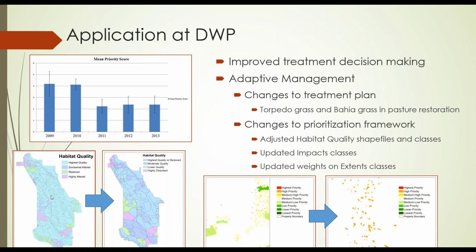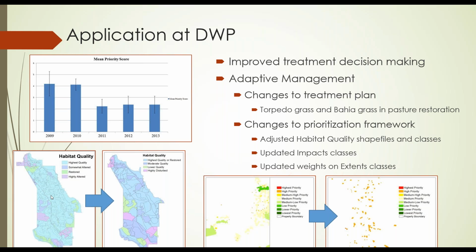But the really big question that most people are asking is, does it actually work? Is it worth it? So the impact, I think that this tool had a very positive impact for the work that I did at the Disney Wilderness Preserve. So the graph up on the top left shows the mean priority score over 5 years that I worked at this property. 2009 and 2010 were years that we did not have this tool, and it was created and implemented at the start of 2011.